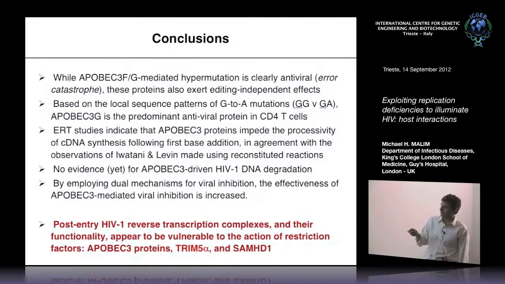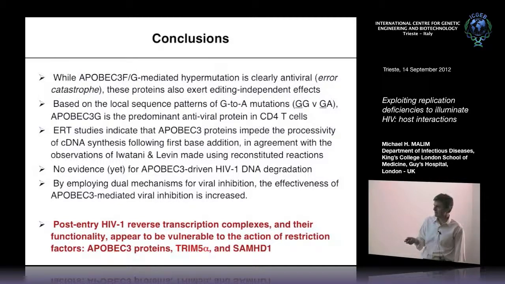Endogenous reverse transcription assays indicate that APOBEC3 proteins impede the processivity of cDNA synthesis following the addition of the first base. And we think that, in fact, by using two mechanisms for viral inhibition, both editing and the inhibition of reverse transcription, a very potent antiviral effect is able to be exerted. And we just note generally that the post-entry reverse transcription complexes are particularly vulnerable to inhibition, we think.